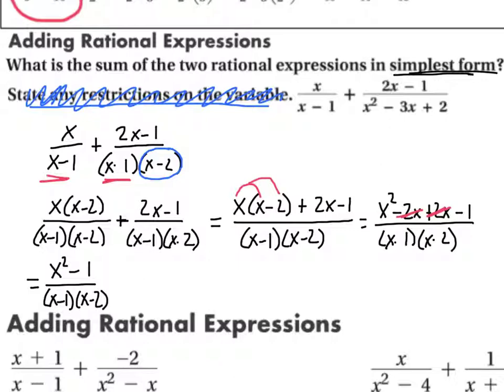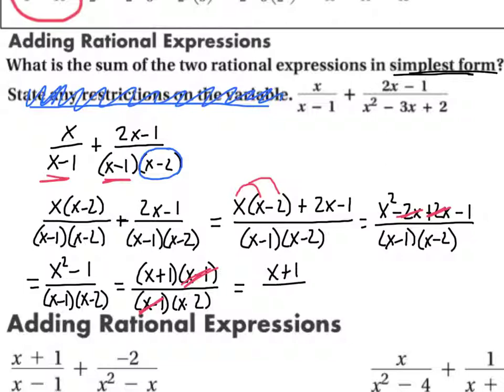Okay, well, we're very close to being done, actually, except this guy is a difference of perfect squares, so that can be factored. We're going to factor that into x plus 1 times x minus 1. And then sure enough, the x minus 1's cancel out. So our simplified answer is x plus 1 over x minus 2.